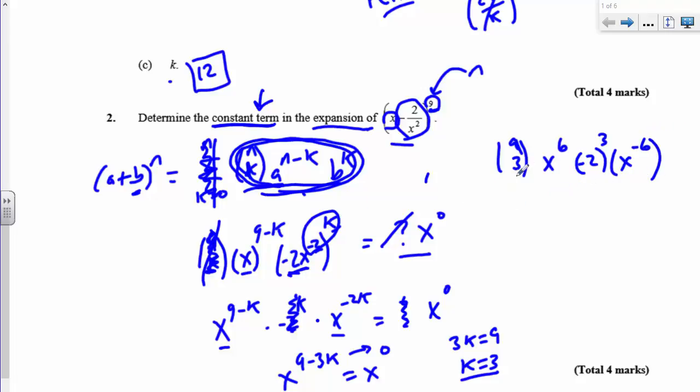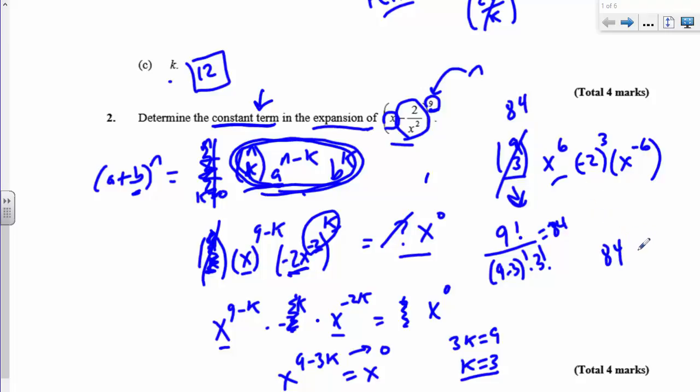Okay? This part right here, if you recall from class, it means 9 factorial over 9 minus 3 factorial times 3 factorial. Okay? I suggest you just do that in a calculator. What you're going to find is that it's actually going to be 84. So this part right here is 84. Okay? So I'm going to write it over here actually. 84, and then we got x to the power of 6.